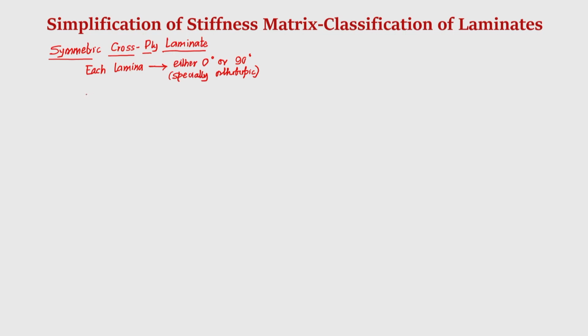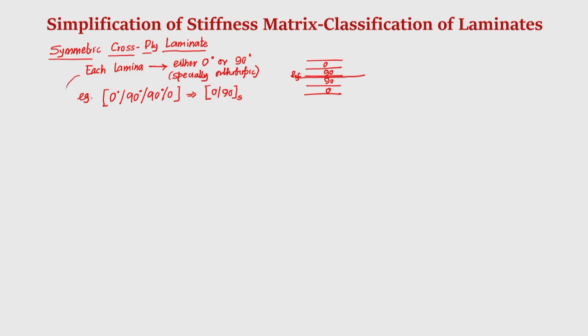If it is symmetric, say for example 0, 90, 90, 0, this is a symmetric laminate. I have shown a 4 layer laminate: this is 0, this is 90, this is 90, this is 0, and this is the reference plane, the mid surface. So, this could be written as 0, 90, symmetric.